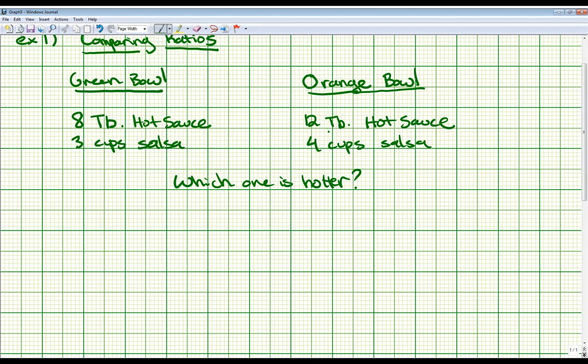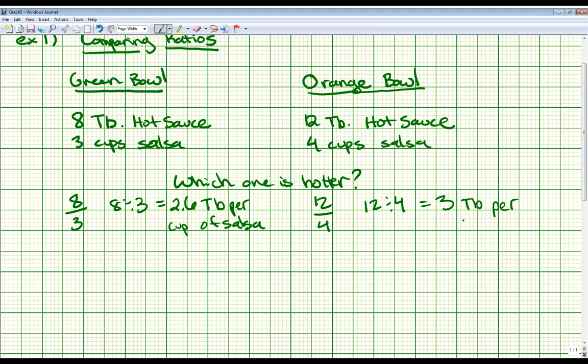So the first thing we'll do is take 8 tablespoons of hot sauce and divide it by 3 cups of salsa. So 8 divided by 3 on our calculators would give us 2.6. So that gives us 2.6 tablespoons per cup of salsa. So that's how many per cup of salsa. Now, if we do the same thing over here, 12 divided by 4 gives us 3. So we have 3 tablespoons of hot sauce per cup of salsa.